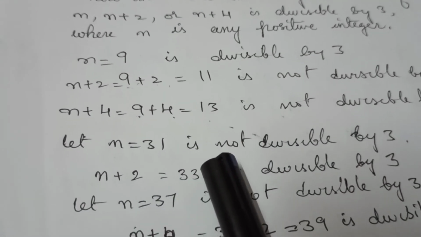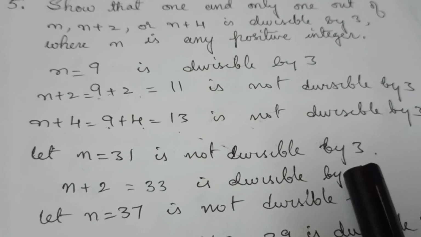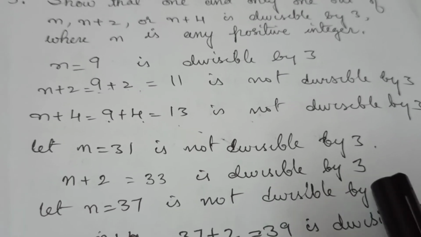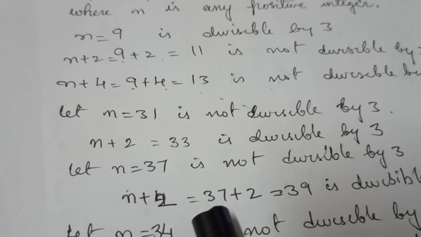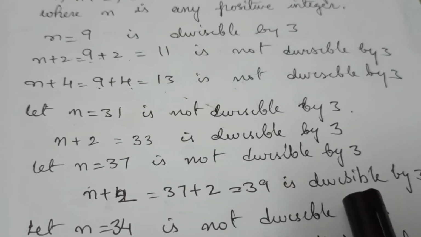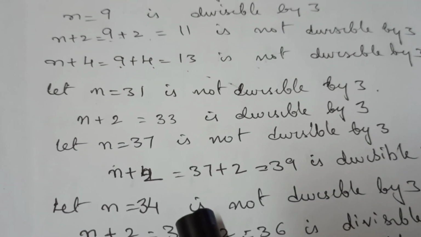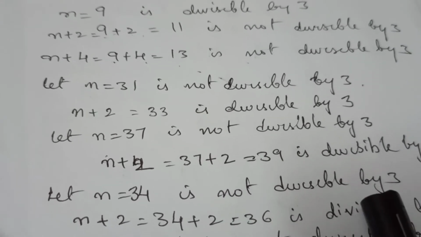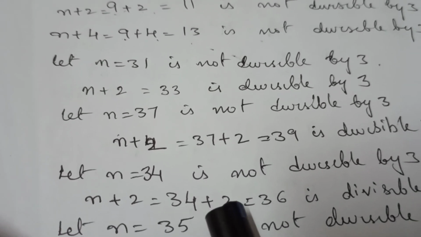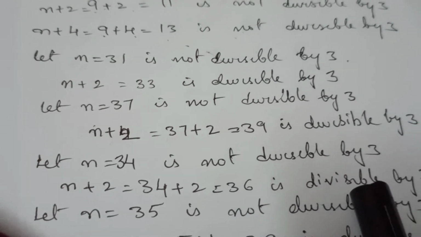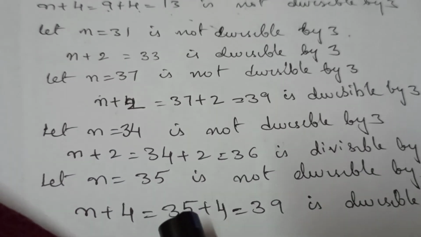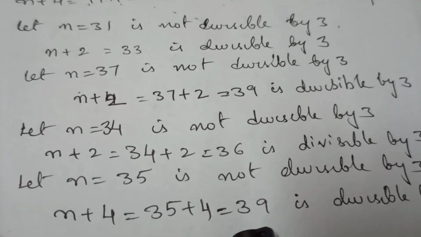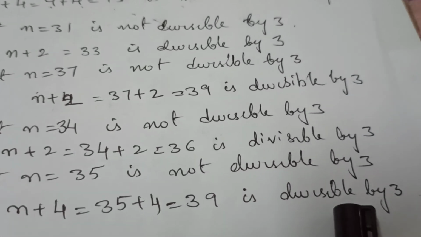So let n equal 31, it is not divisible by 3. n plus 2, 33, is divisible by 3. n equals 37 is not divisible by 3. n plus 2, 37 plus 2, 39, is divisible by 3. So let n equal 34, it is not divisible by 3. n plus 2, 34 plus 2, 36, is divisible by 3. So n equals 35, it is not divisible by 3. So n plus 4, 35 plus 4, 39, it is divisible by 3.